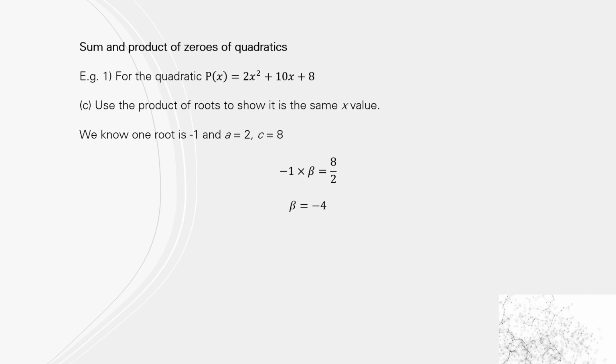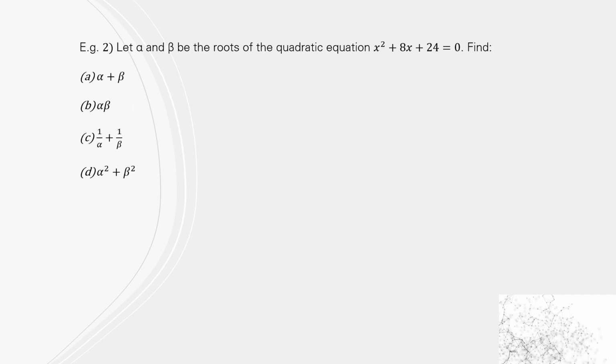Let's do the same but using the product. So minus 1 times beta, because alpha beta equals c on a, so minus 1 times beta is equal to 8 on 2. Divided by the minus 1, beta equals minus 4.